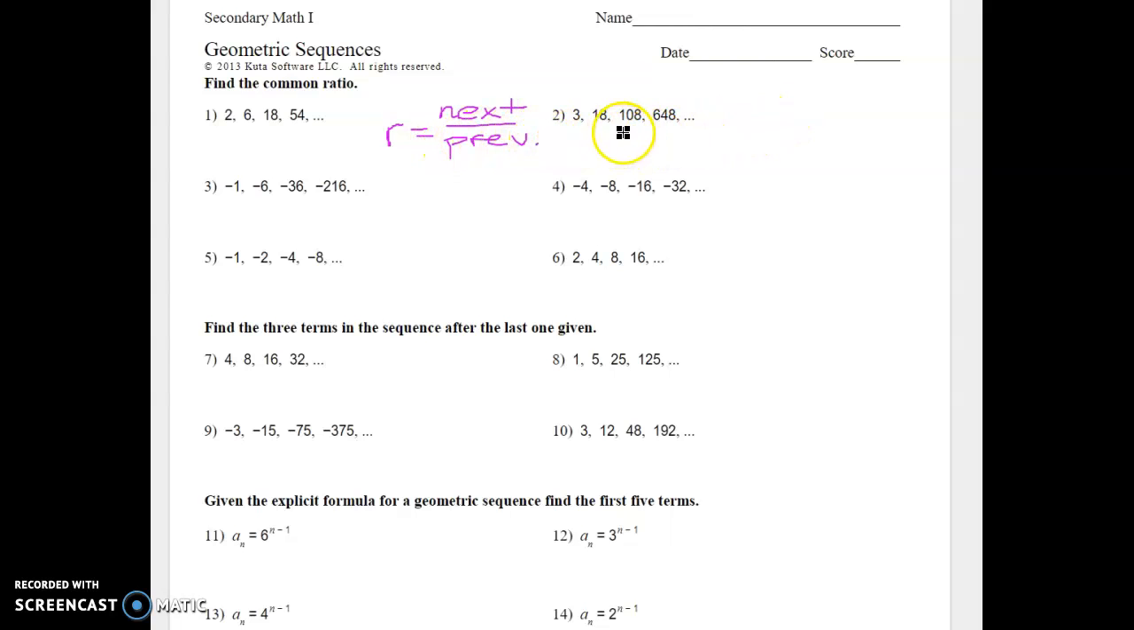So let's look at number 2. So if I take 18 and divide it by the term right in front of it, that will give us our ratio, and you always want to reduce.